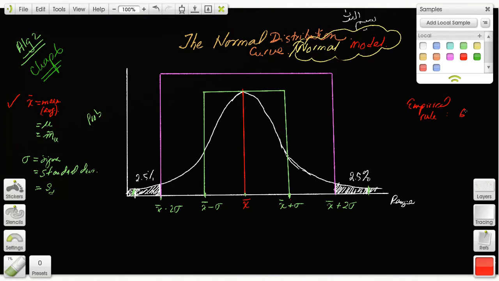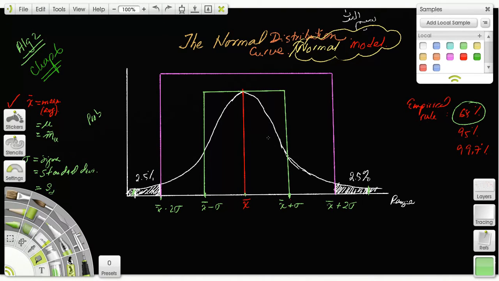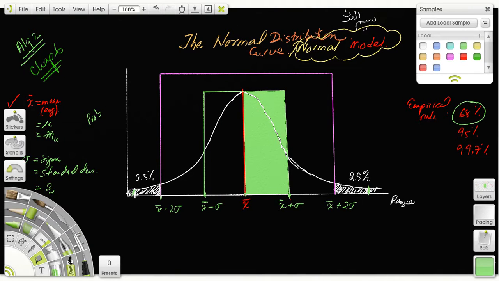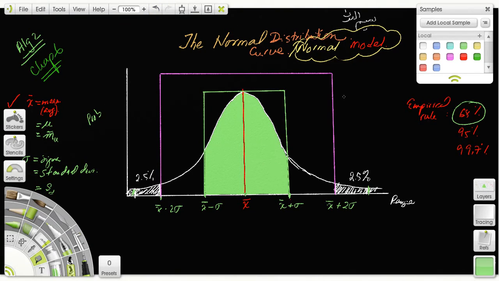If you recall, that's 68%, 95%, and 99.7%. The empirical rule says that 68% of the data is within one standard deviation of the mean, right here. One standard deviation here, one standard deviation here. In other words, if you take all of this, that is 68% of the data. 68% of the data is over there. That's what that means.